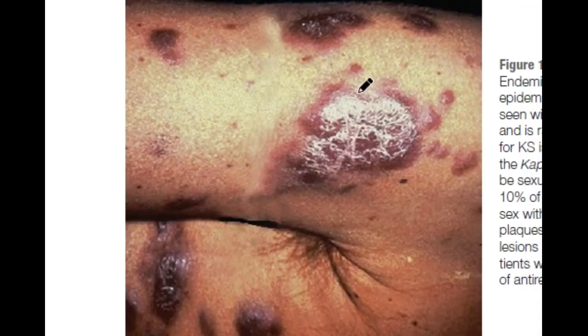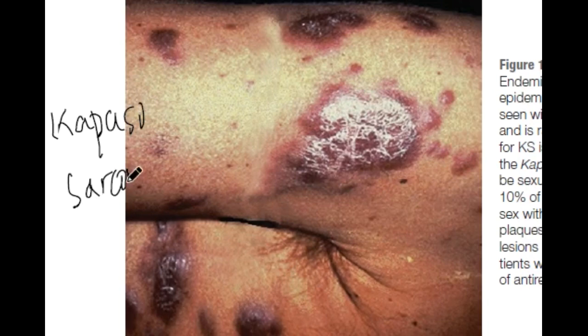This is the picture showing Kaposi sarcoma, which is most commonly seen in AIDS patients. Here in this picture you can see many nodular lesions, which are larger and numerous. These are reddish to reddish purple plaques or patches seen in many areas of the skin. Okay, so this is Kaposi sarcoma.